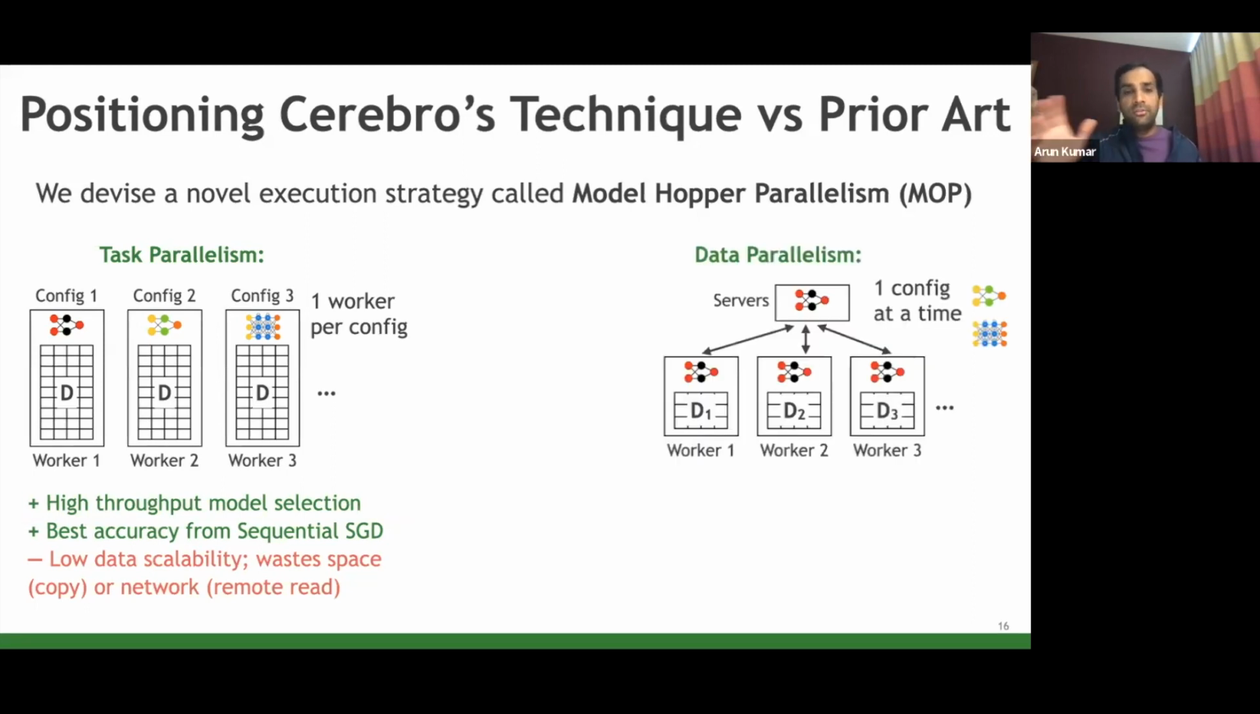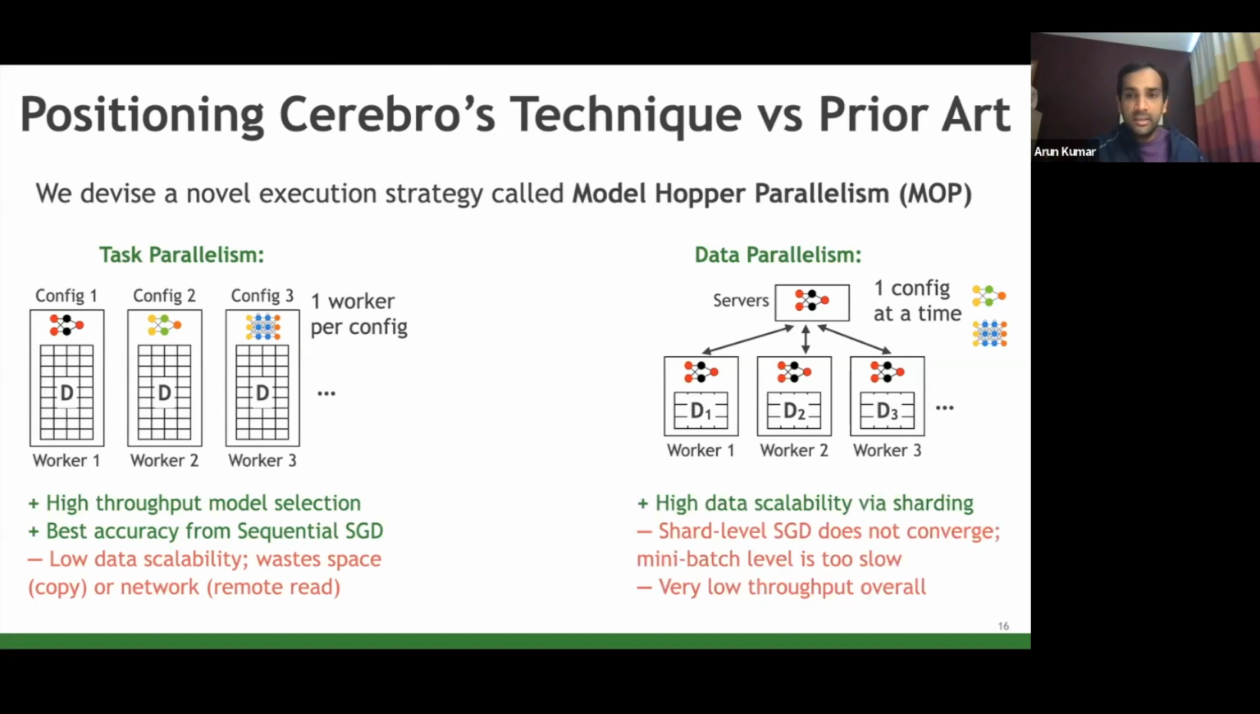So on the other extreme, in the database and systems world, we know that the best way to scale to large data is data parallelism. What do we do here? You shard the data, you partition D into D1, D2, D3, and you put the shards on the individual workers. Then you have a manager or a server machine that communicates updates between the workers and updates the parameters. You put one model on the whole cluster at a time, and these are highly scalable systems like parameter server. There's also Horovod, which doesn't have a server but does decentralized ring all-reduce across workers.